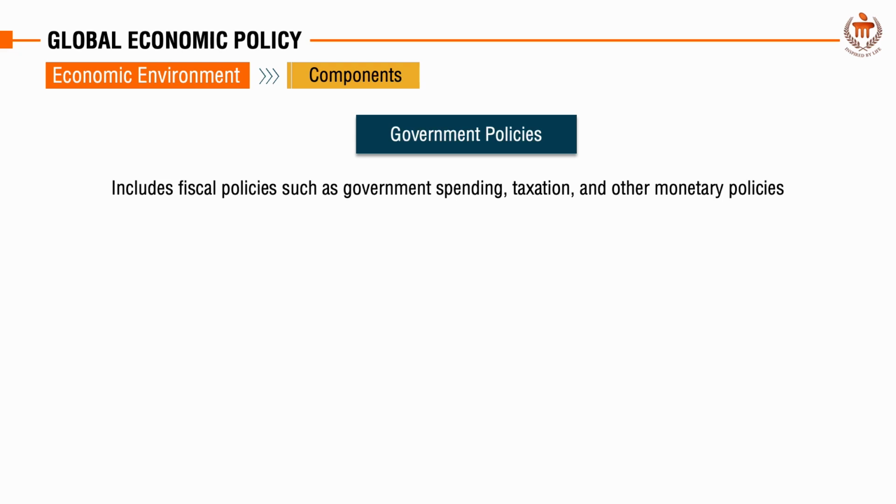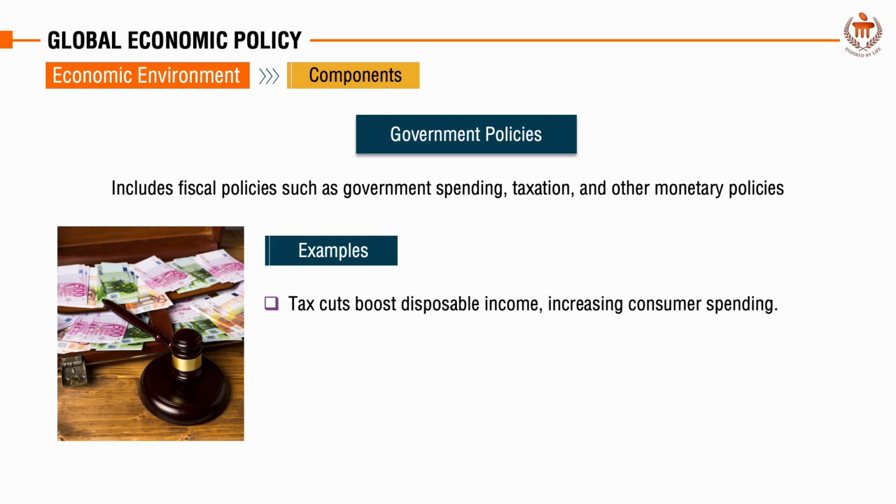First component is government policies. Government policies form the backbone of the economic environment. Fiscal policies such as government spending and taxation directly affect consumer behavior and business operations. For example, tax cuts can increase disposable income, leading to higher consumer spending, while public investment in infrastructure can create new business opportunities.